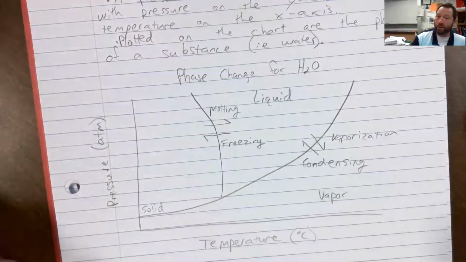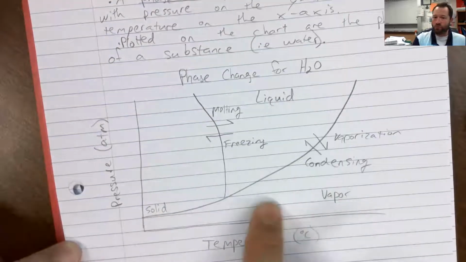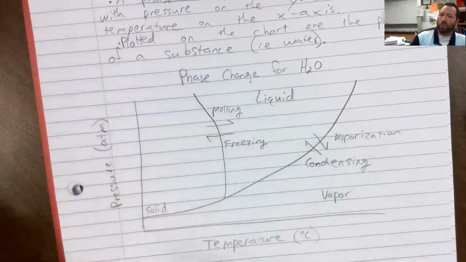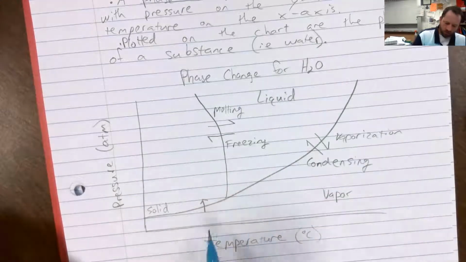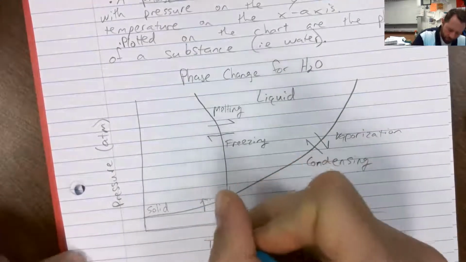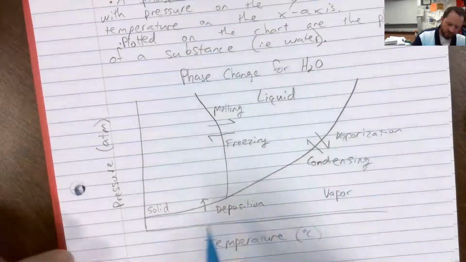Now, you may or may not be aware, though, that you can also go straight from solid to vapor and vice versa, straight from vapor to solid. You just skip right over the liquid part altogether. So when you go from vapor to solid, that process is called deposition. It deposits.